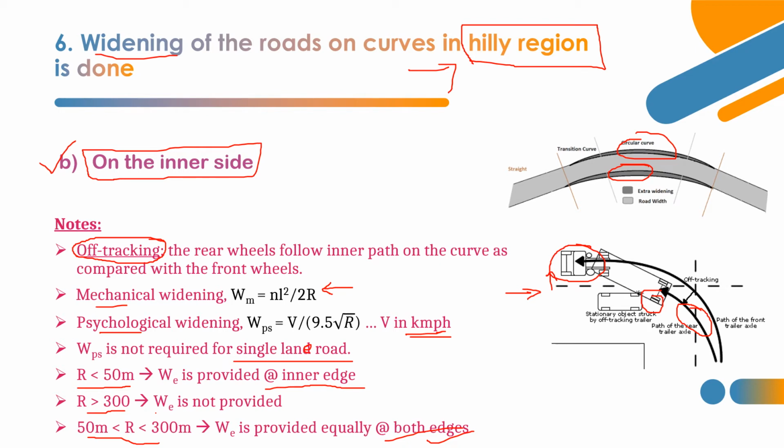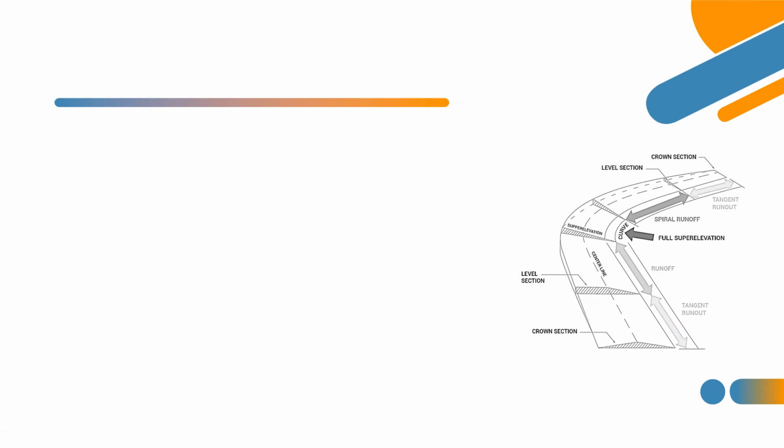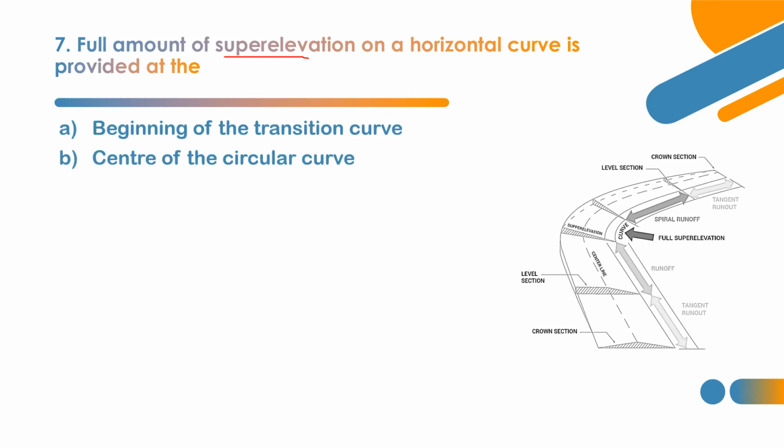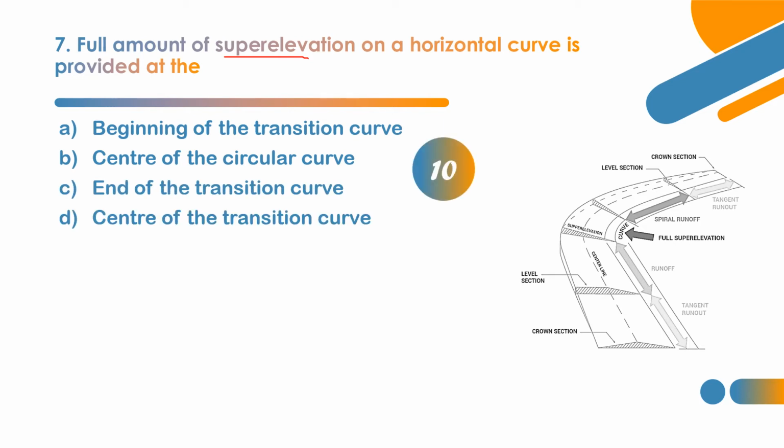Now let's move on to the seventh question. Full amount of super elevation on a horizontal curve is provided at the. This question is purely based on super elevation. Option A, beginning of the transition curve. Option B, center of the circular curve. Option C, end of the transition curve. Option D, center of the transition curve.